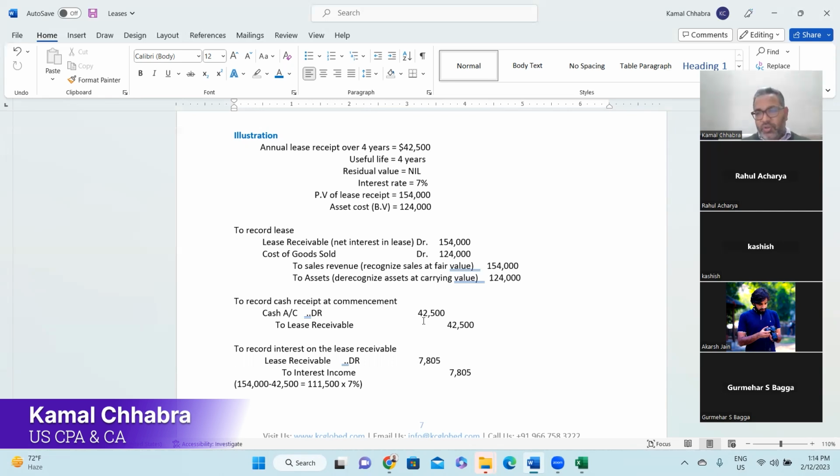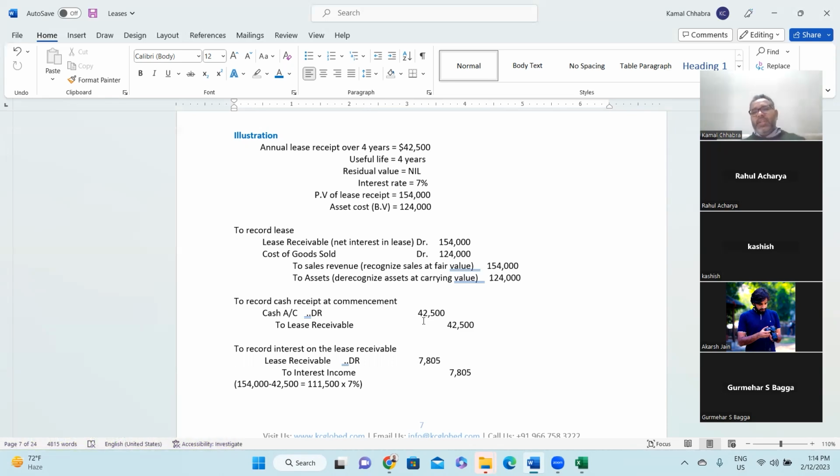And the asset which you are giving on lease, the book value of the asset is 124,000. So these are the facts given to you in the question, right? Now you need to do the recordings. So first you need to identify whether this lease is a sales type lease or not.